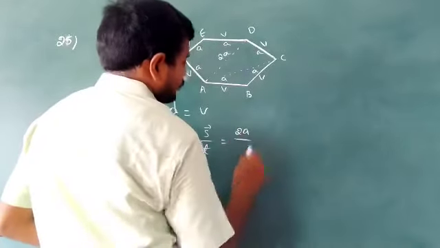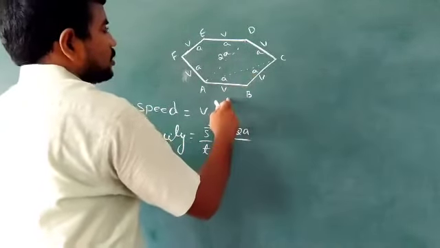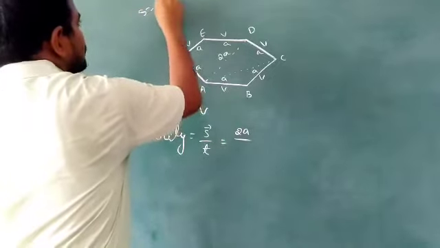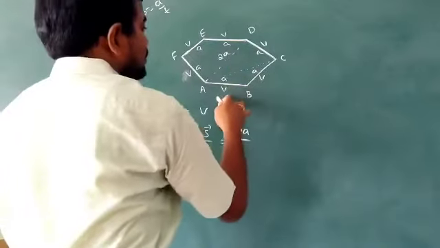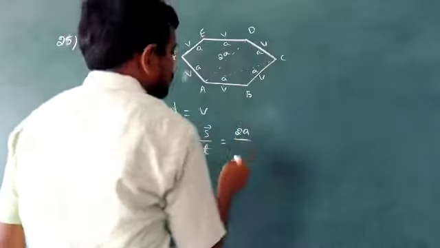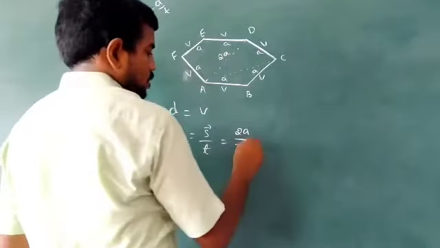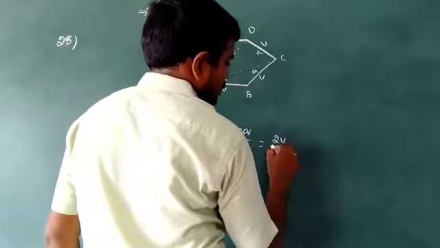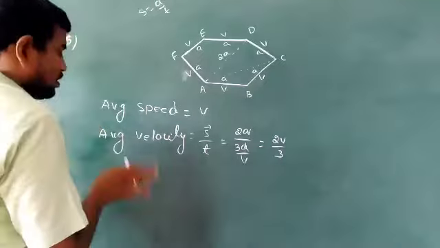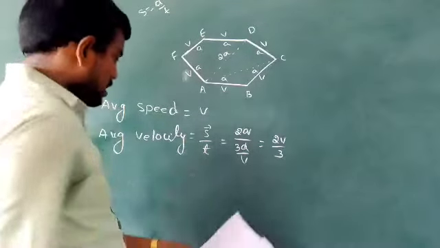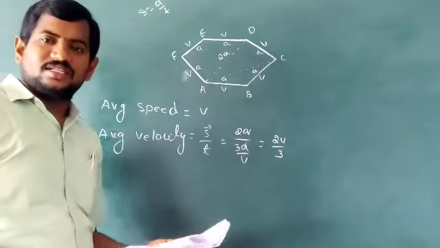Now we should find the time. So what is the time from A to B? Total time, in the sense, here to here. Speed is equal to distance by time, so time is equal to distance by speed. Distance by speed: a by v plus a by v plus a by v. So that is 3a by v. Okay, so a gets cancelled, that is 2v by 3. Without any confusion, like this you have to calculate. So in this problem, average speed is v and average velocity is 2v by 3. So v and 2v by 3 is the answer for us.